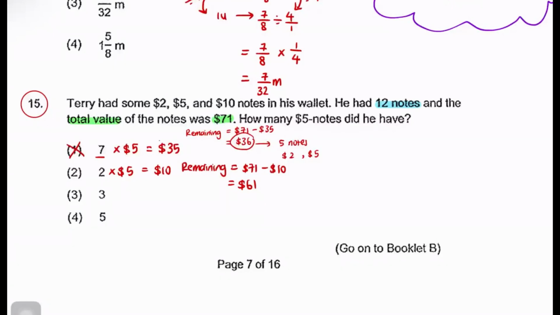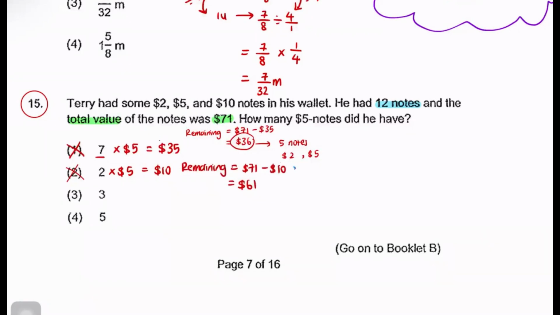My question is, if he has two $5 notes, that will be $10, right? His total amount is 71. So if I take away the $10, I'll be left with $61. This $61 remaining will be made up of $2 and $5 notes. Can or not? Cannot, right? Not divisible. So option 2 is also out.